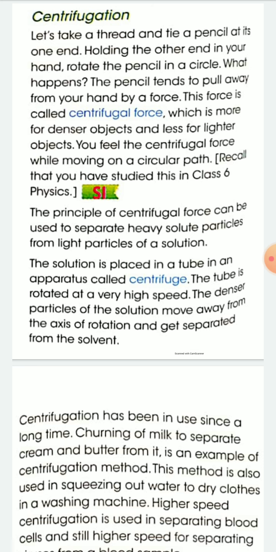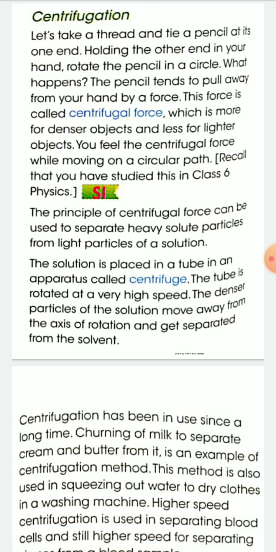Okay, the principle of centrifugal force can be used to separate heavy solute particles from light particles of a solution. The principle of centrifugal force can be used to separate solid particles from light particles of a solution.